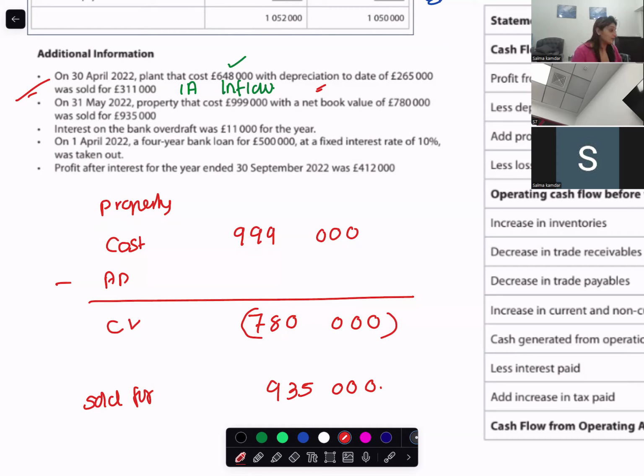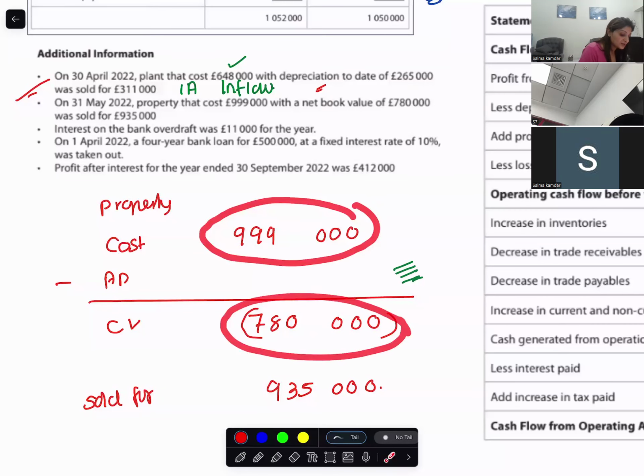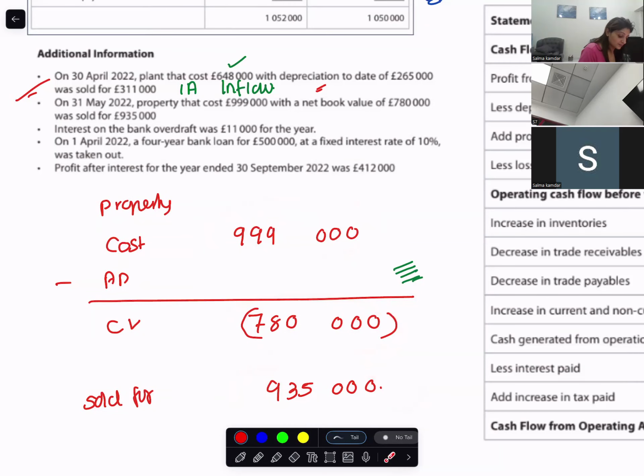I don't have a calculator or I would have done. 155? Sorry? 155. Accumulated depreciation, I asked you. But there is no depreciation, right? They didn't mention depreciation. Something cost this much, book value this much, sold for this much. Oh, okay, sorry. I counted the depreciation. Yeah, 290. So accumulated depreciation is 219,000.